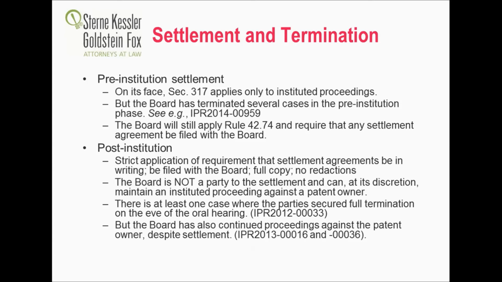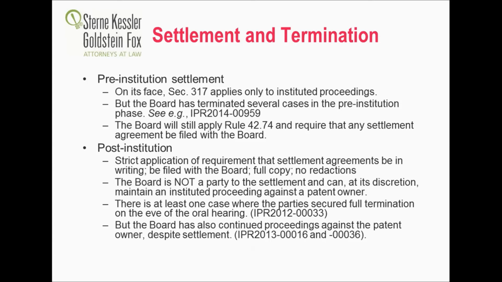Keep in mind, very important, the board is not a party to the settlement and can, at its discretion, maintain an instituted proceeding against the patent owner. So in that regard, the earlier that you get your settlement done and request joint termination, the better. Preferably before the substantive record is complete. If you can get it done before that, you have a much better chance at getting full termination.